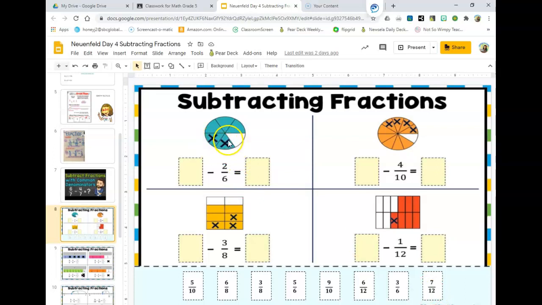But let's see what the fraction was before they took it away. So let's count all the blue. 1, 2, 3, 4, 5. So this was 5/6. So let's take a moment and find 5/6. It's right here. Click and drag. And 5/6 take away 2/6 is equal to what? Well, 5 minus 2 equals 3. That's right. All right, let's take a look at our next problem.